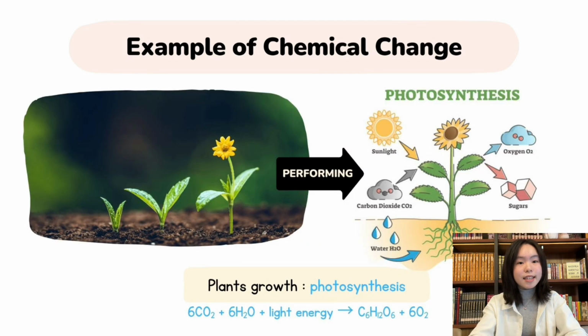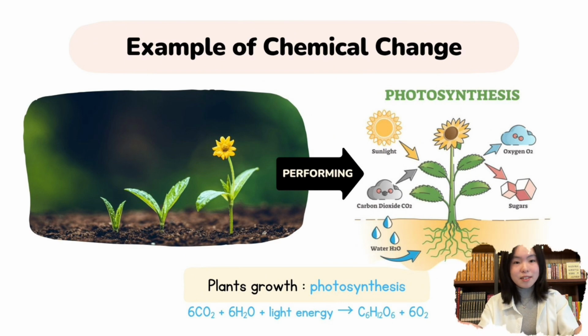Photosynthesis in plants is a chemical change, as mentioned earlier. After absorbing sunlight, carbon dioxide, and water, plants produce glucose and oxygen. Let's take a look at photosynthesis.